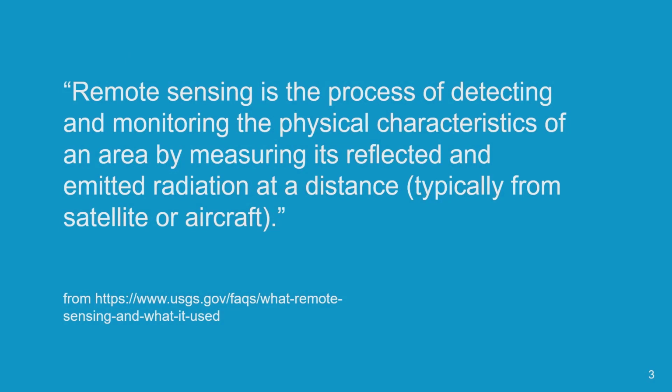Satellite remote sensing provides a practical way to map land surface parameters at a global scale and at a regular time. Advances in remote sensing technologies and retrieval algorithms enable us to derive many biogeophysical parameters to enhance our understanding of the Earth's surface interaction with its atmosphere. Remote sensing is the process of detecting and monitoring the physical characteristics of an area by measuring its reflected and emitted radiation from a distance.